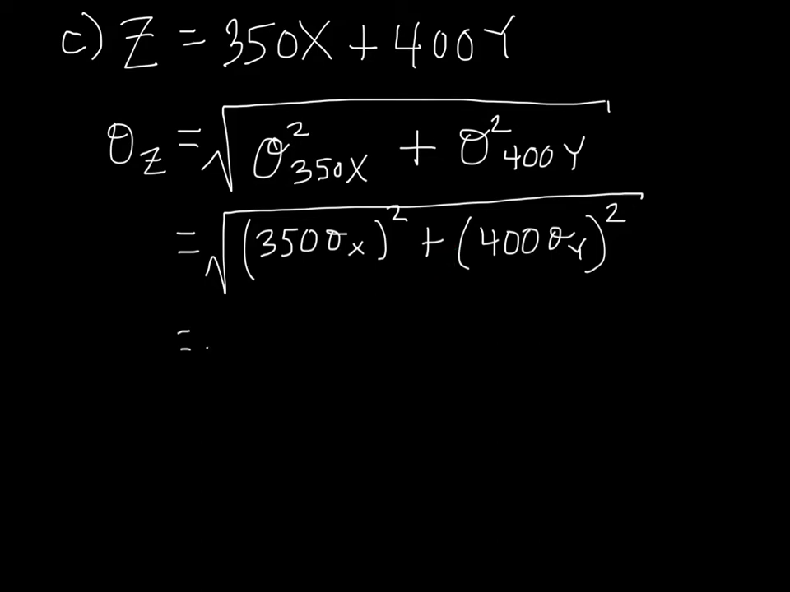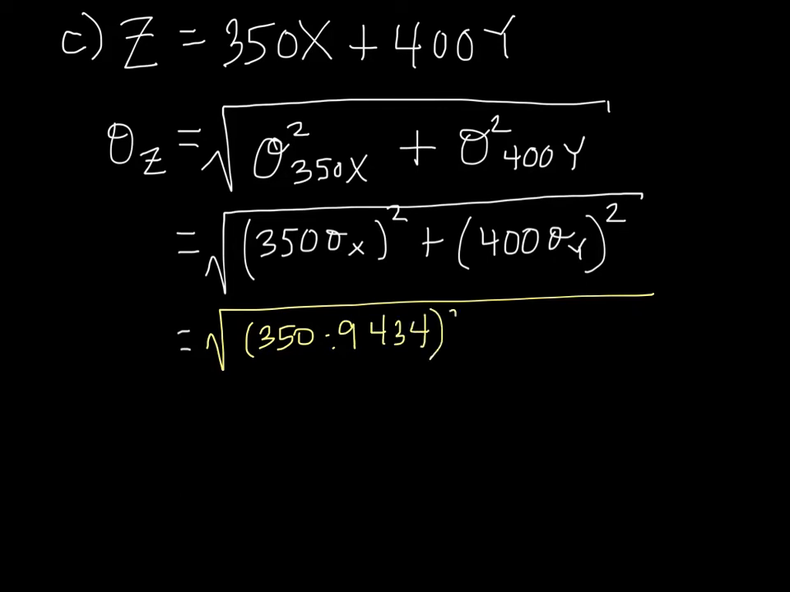So the rest of the calculations will look like this. We'll take 350 times, let's see, what's our standard deviation of x? 0.9434. 400 times 0.6403. Square those entire quantities, find their sum.